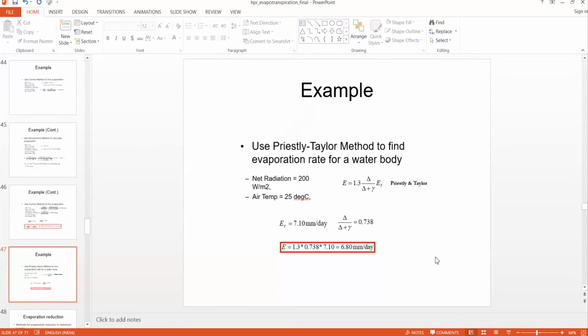This combo method was simplified by Priestley and Taylor. They have given the equation E is equal to 1.3 delta by delta plus gamma ER, where ER is calculated using the energy balance method. From this equation, the evaporation is calculated as 6 mm per day. You can see that this Priestley-Taylor method underestimated the value.